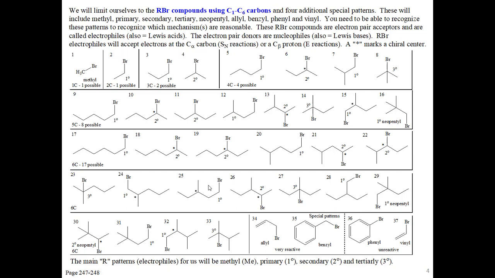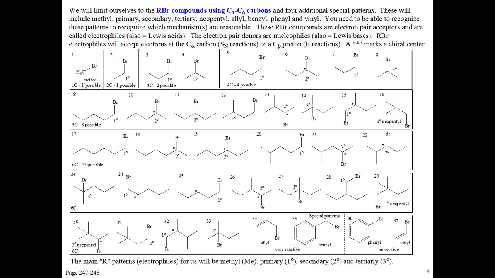What I have on this slide is a whole collection of bromoalkanes from C1 to C6. And you can see it's quite a group, and it looks pretty overwhelming if you're trying to look at each of these specifically. But that's not the way we want to look at them. We want to look at them as general patterns. And as general patterns, we just have a few.